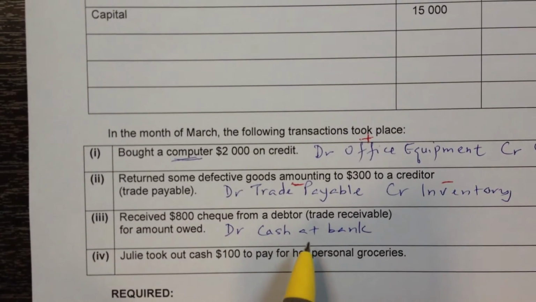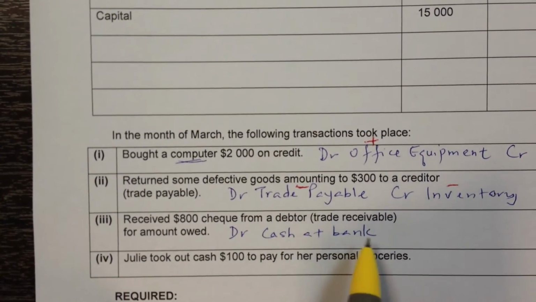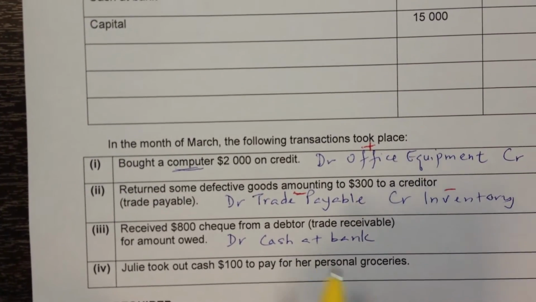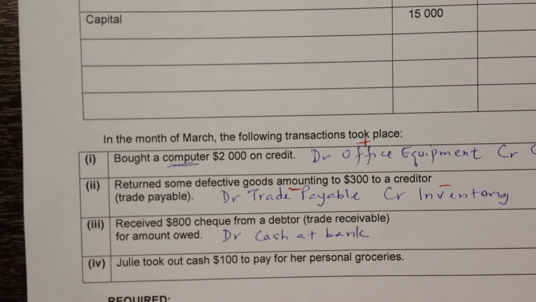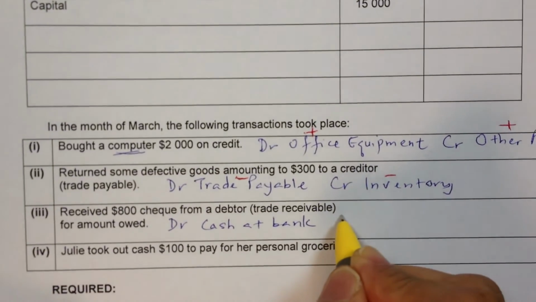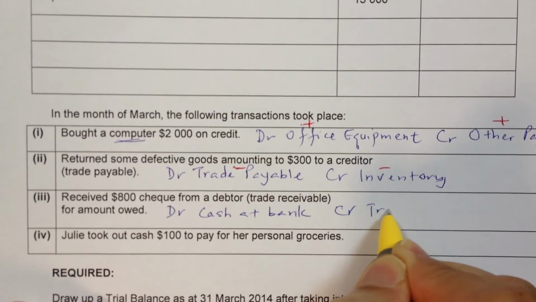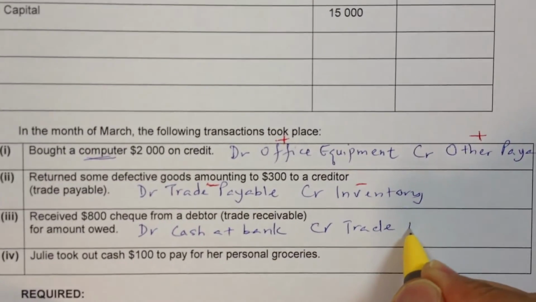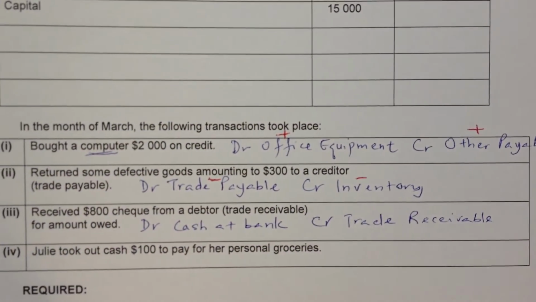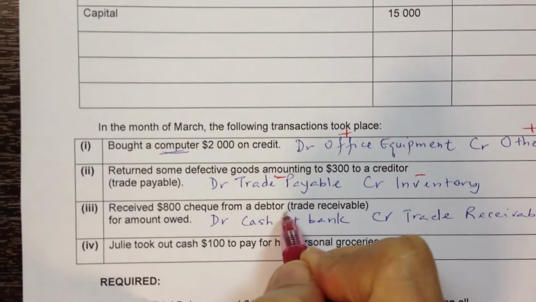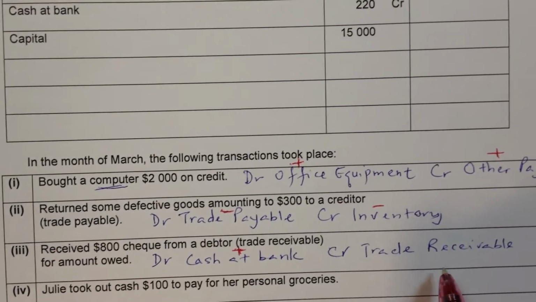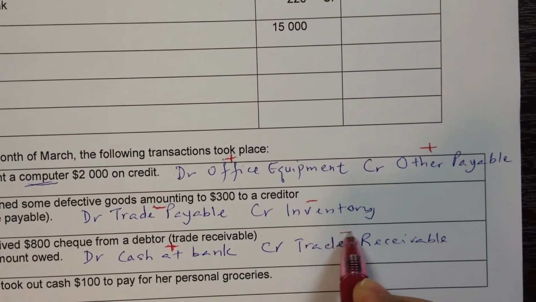Since you receive the money from a debtor or trade receivable, the amount owed by this debtor is reduced. This is an asset. Asset is reduced, therefore we credit. Debit cash at bank plus, credit trade receivable, we minus.